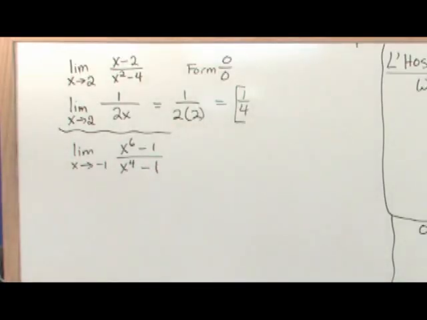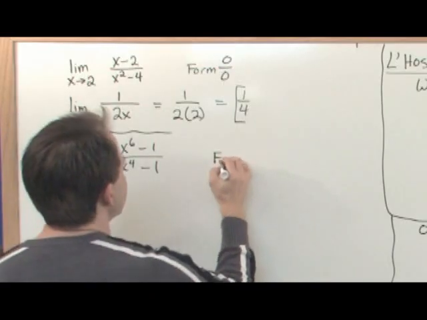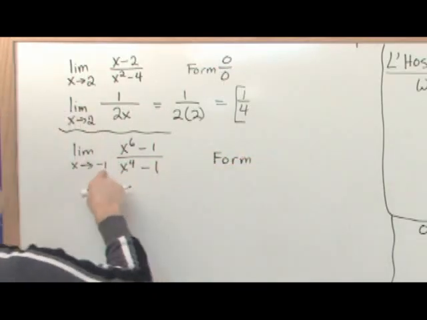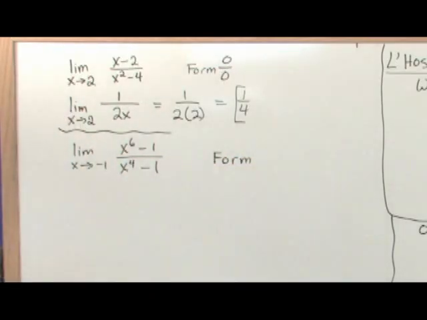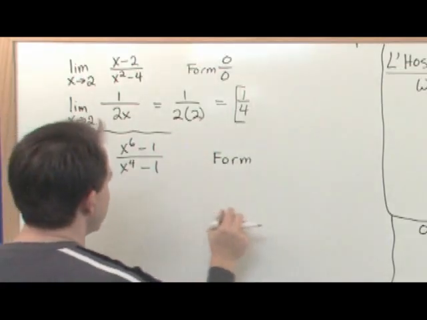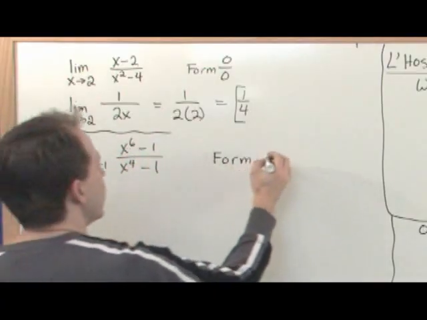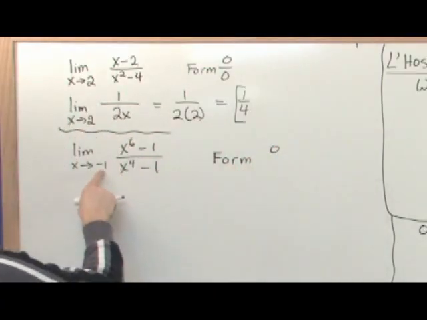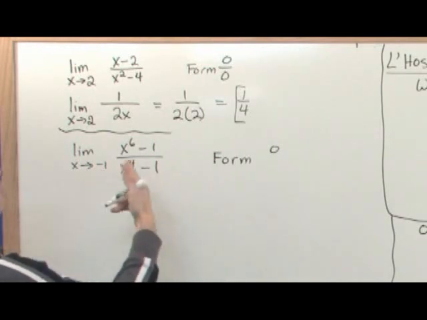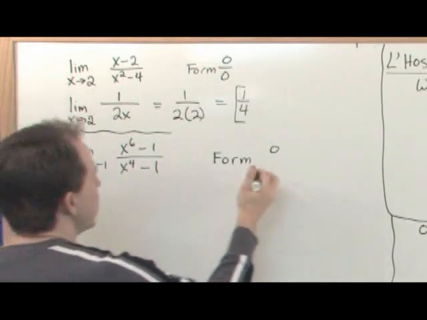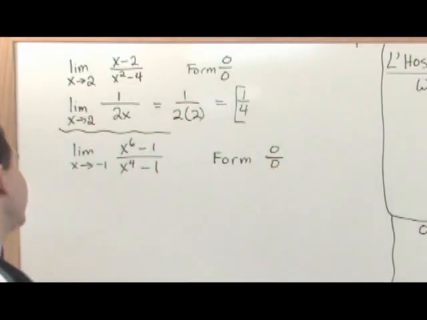So the first thing you do is plug in your -1 here and see what form you have. Well, what is -1 to the 6th power? It's an even power, so if you take -1 times -1 times -1, on and on 6 times, you will get the number 1. So 1 minus 1 is 0. And on the bottom, you're going to have the same thing: -1 to the 4th power is positive 1, minus 1 is 0. So it's the same form, 0 over 0.